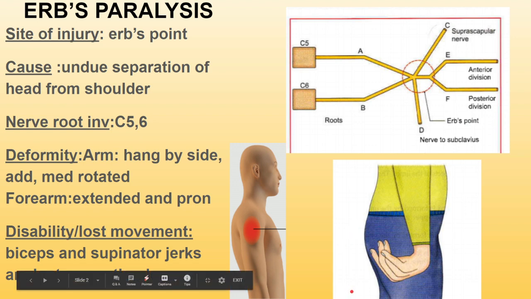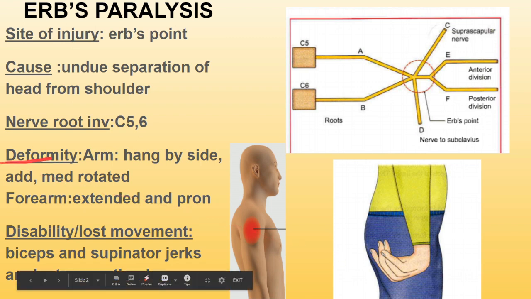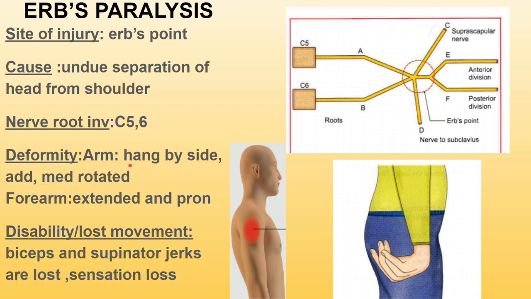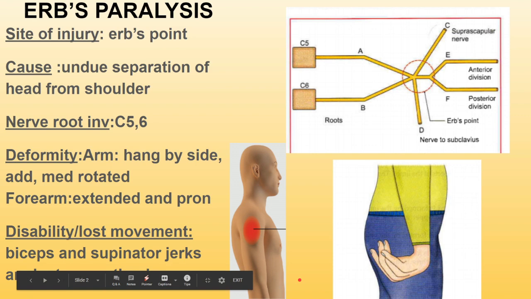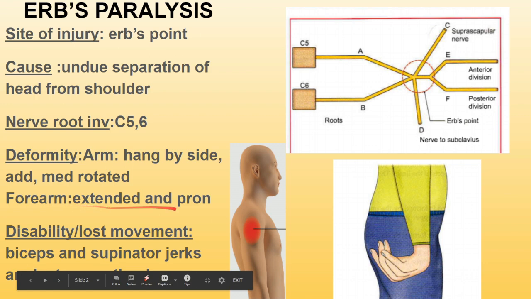Now the disability, the loss of movement. What disability or loss of movement occurs in this paralysis? Just remember, it is the opposite of the deformity, of course. The deformity was adduction and medial rotation of the arm, so the disability will be the opposite. That means abduction and lateral rotation are lost in the arm, and in the forearm the deformity was extension and pronation, so the lost movements will be flexion and supination.